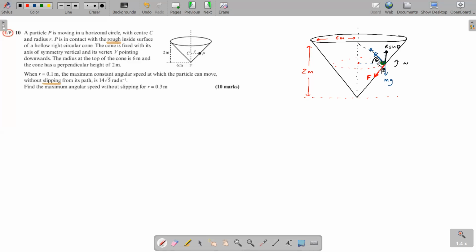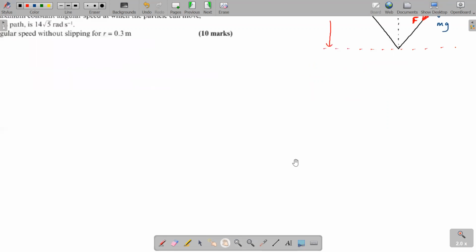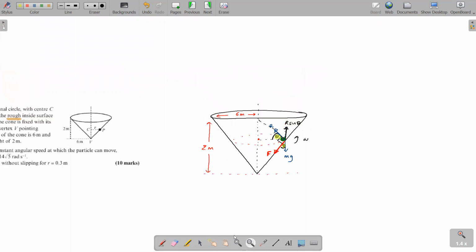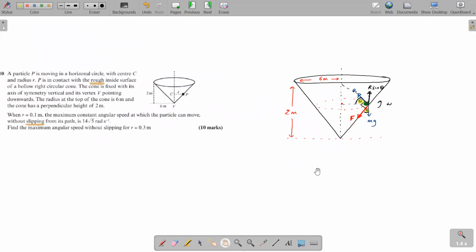I hope you guys can see the geometry here, right? Can you? Okay, so if this is theta, the small angle is going to be 90 minus theta, so this is again going to be theta. The geometry here is really important because you need to resolve two forces here: the normal reaction and the friction.